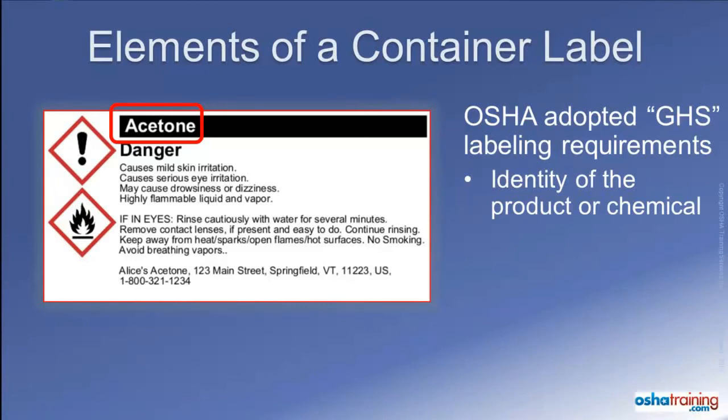This information will also match up to the safety data sheet, or SDS, for the product. Next is a signal word. There are only two that are used in this system, either the word danger, which indicates a relatively severe or immediate hazard, or warning, which indicates a less severe, but still potentially harmful, level of hazard.